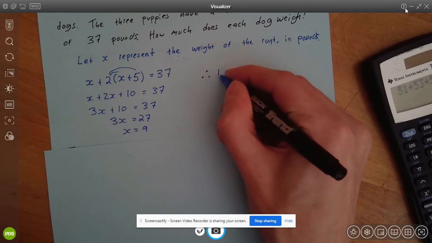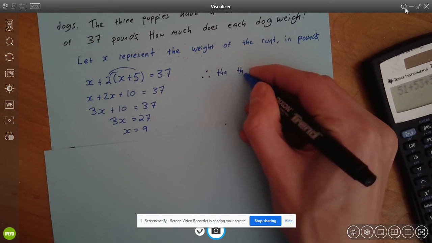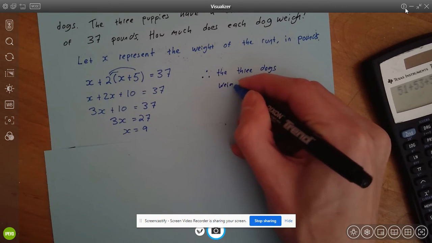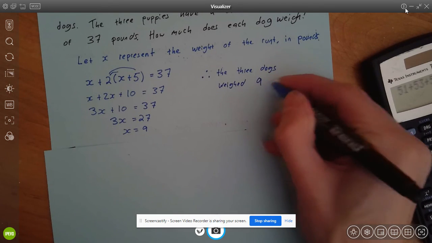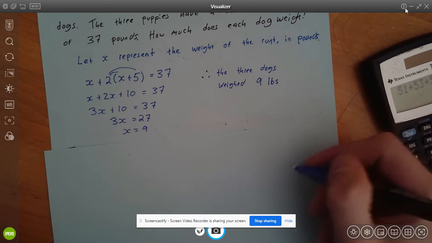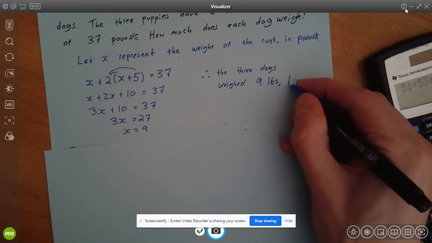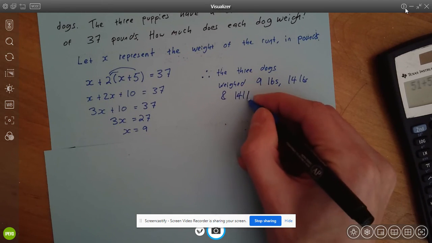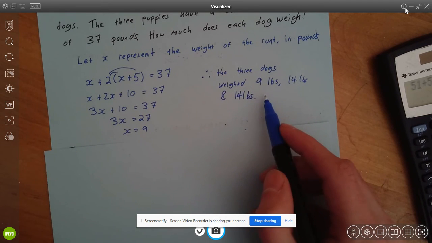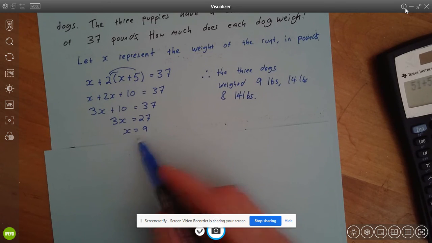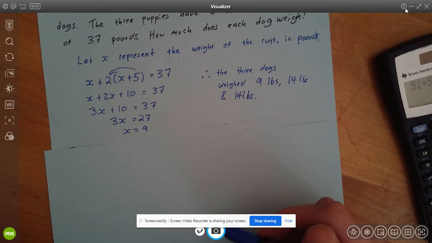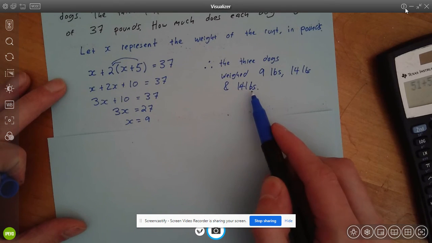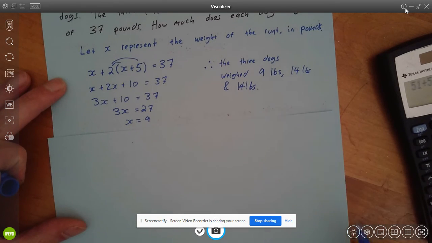So I can say, therefore, the 3 dogs weighed 9 pounds. We use lbs to represent pounds. 14 pounds, and another dog of 14 pounds. So I've got a concluding statement that sums up what I knew, and I have my units, and I have a full sentence as well. It's kind of a messy way to write pounds, but I'm saying the dogs are 9, 14, and 14.